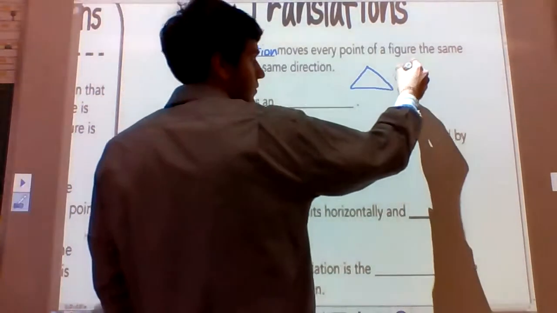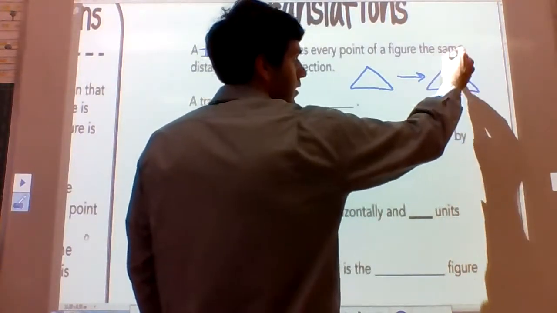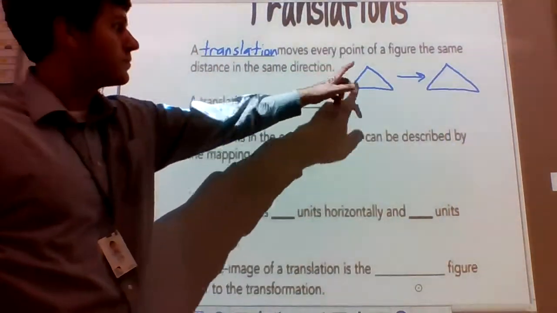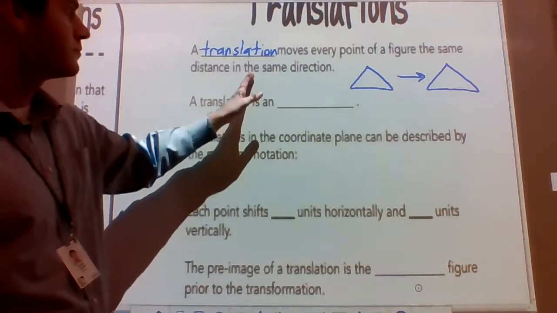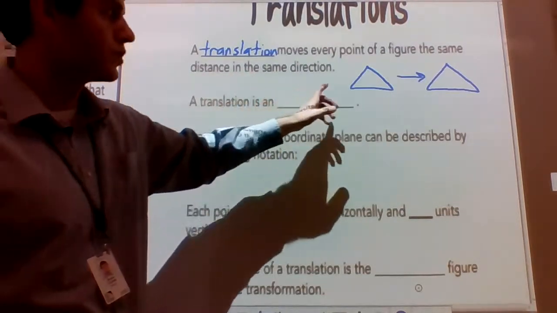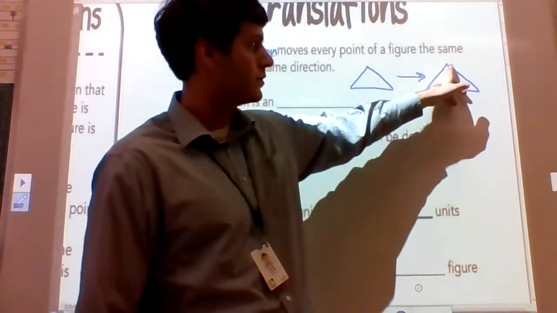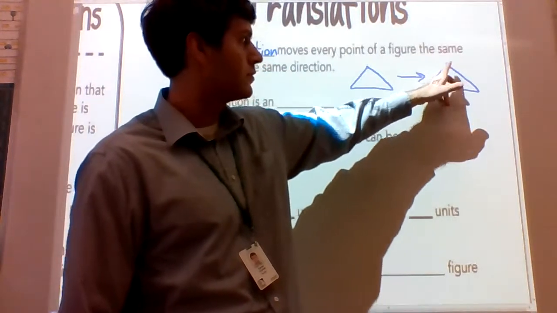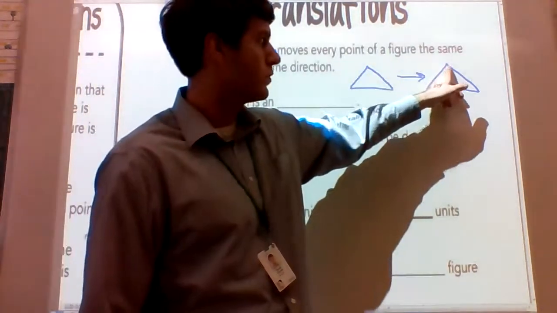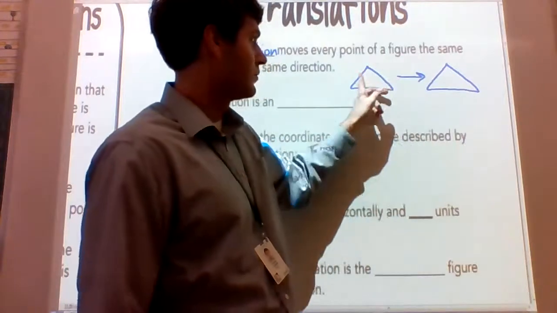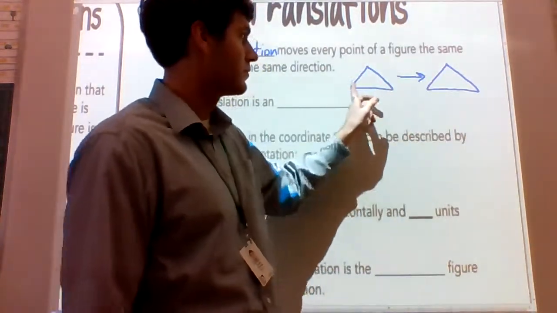So when we shift it over, every single point is going to move the same distance in the same direction. So if we just shift it over to the left or to the right, it's just going over the same amount. Each point is going to move the same distance.